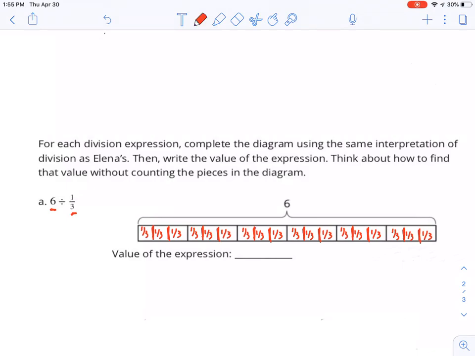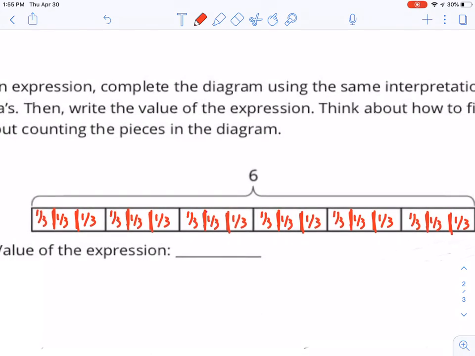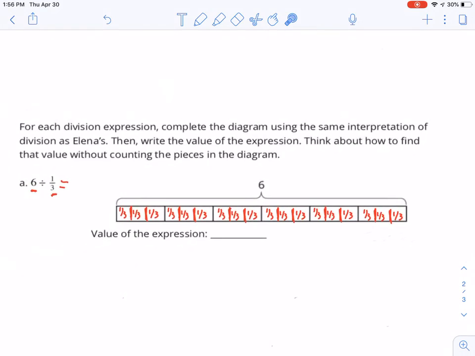Now, what do you think? Do you think the amount of groups is going to increase? Oh, you do? Why do you think that? Yes, exactly. Because the groups have gotten smaller. They've increased and gotten smaller. How do we know that? Well, 1/3 is much smaller than 1, right? Okay, so let's count them. 1, 2, 3, 4, 5, 6, 7, 8, 9, 10, 11, 12, 13, 14, 15, 16, 17, 18 groups.